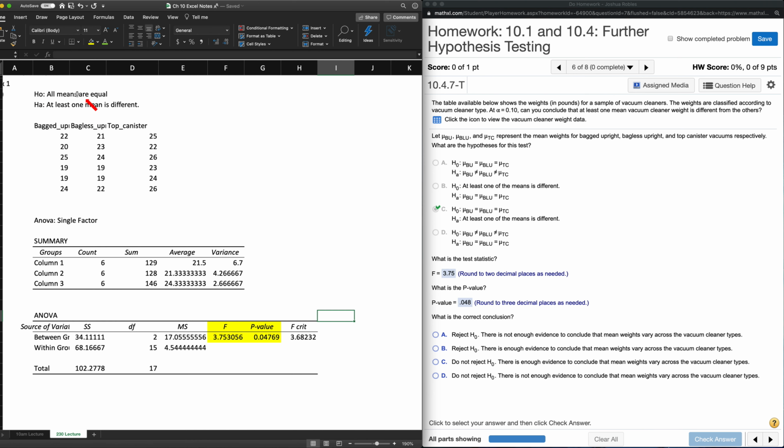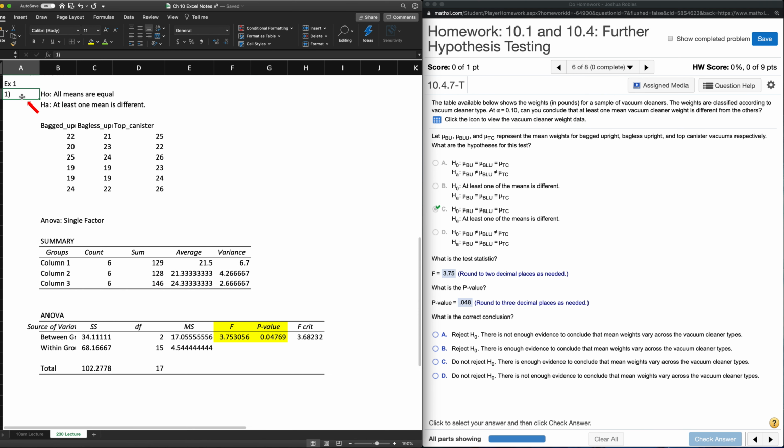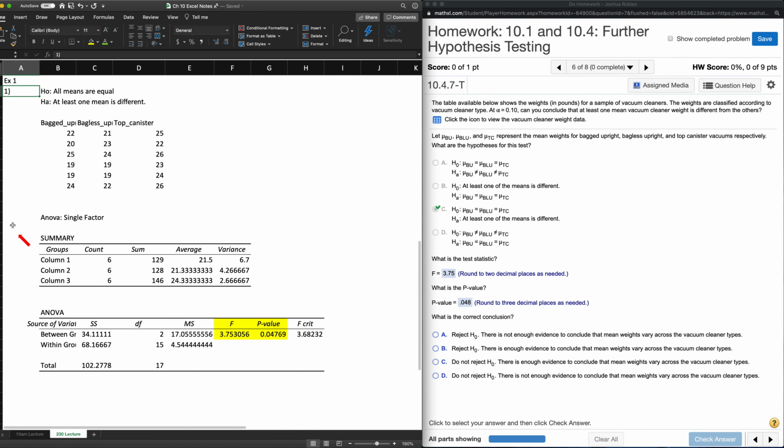So our null hypothesis is that all the means are equal, and our alternative hypothesis is that at least one mean is different. And so this is like a combined step 2 and 3. Our test statistic and p-value are being done for us with software. What does that mean when we make a decision? This p-value is somewhat less than alpha at 10%. Our p-value is about 4.8%. So we are going to reject the null hypothesis.